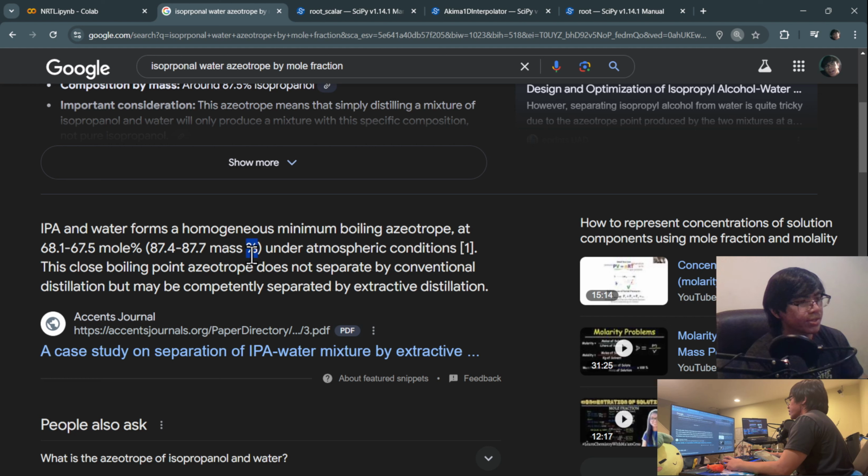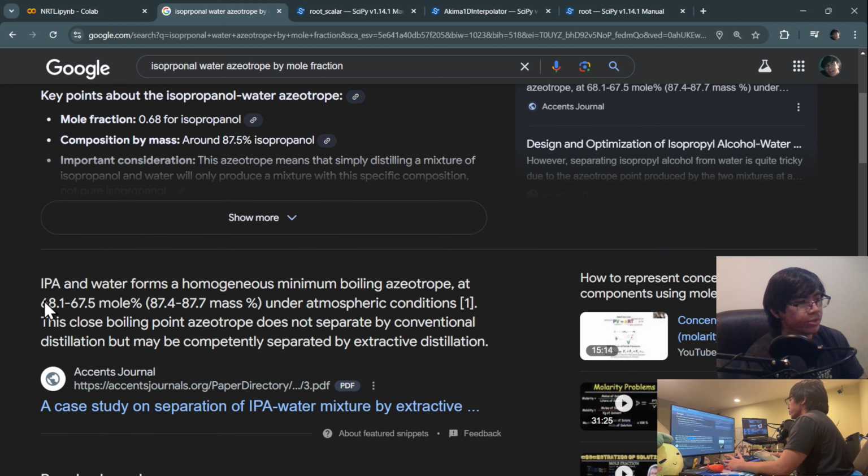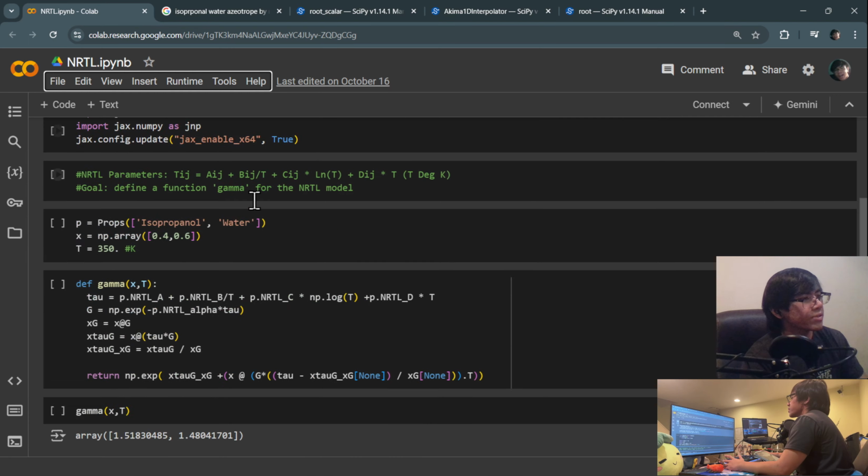And then you see it is different by mass percent. So you can graph mass percent on the bottom. I think I've seen volume percent too. But in our case, we'll do mole percent, and I believe of its IPA. So yeah, this is our thing.